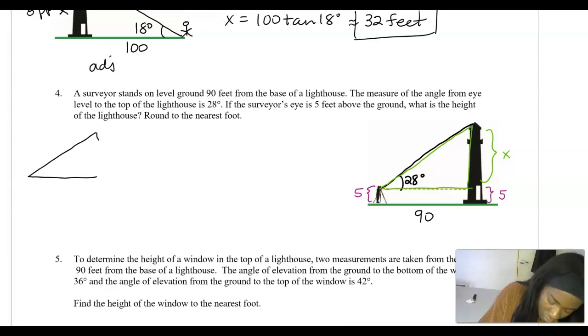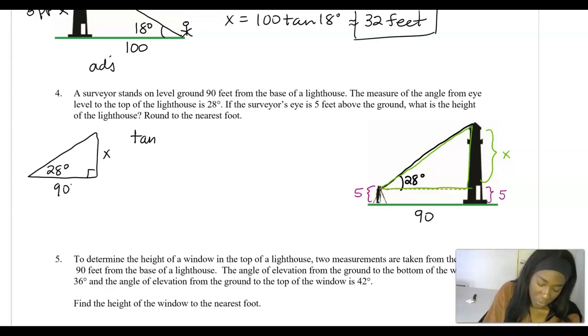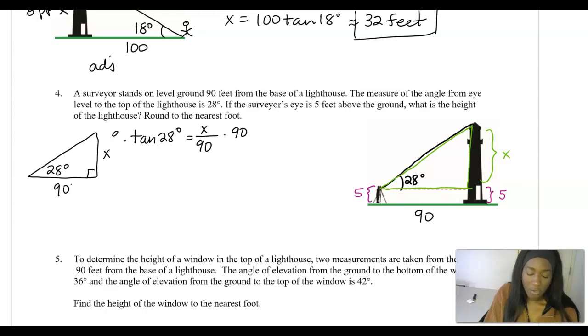In this triangle, we have a 28 degree angle, and we know that this is 90 feet away, and we're looking for the side opposite the 28 degrees so we can get some of the height of the lighthouse. We're going to use the tangent function again because we want the opposite and we have the adjacent. So tan 28 is opposite over adjacent, x over 90. To solve that equation, we multiply both sides by 90 to get rid of that fraction. That gives us that x is equal to 90 tan 28, which is approximately 48 feet.